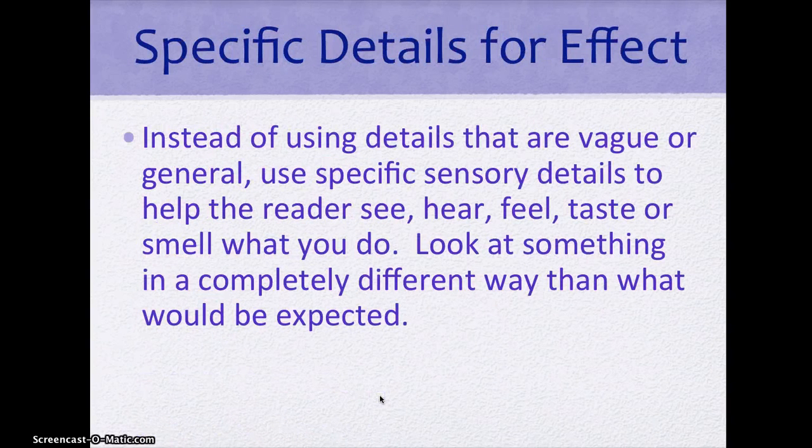Let's go ahead and write this screen down, the definition of specific details for effect. What it really just is, it's a trick where we use very specific sensory details to help the reader imagine and picture what we're talking about. We're not going to use vague or ordinary ways of talking about things. We're going to spice up our writing with a little bit more sensory imagery.